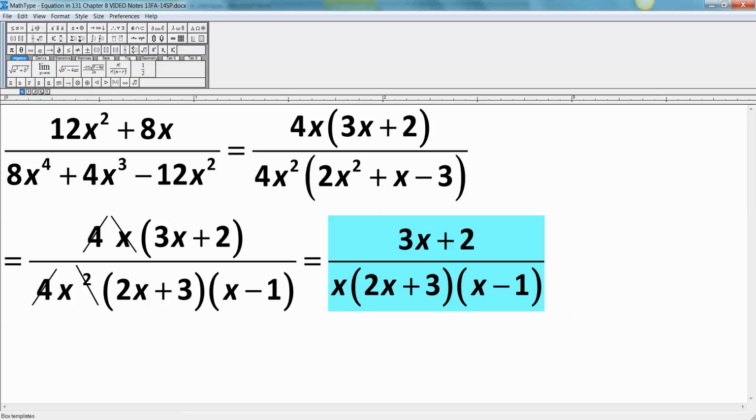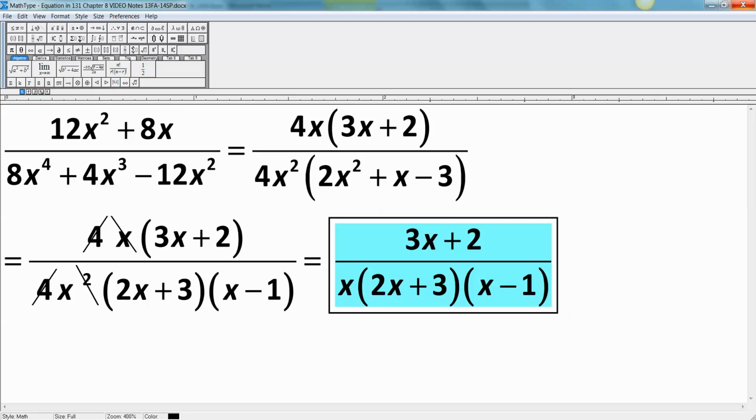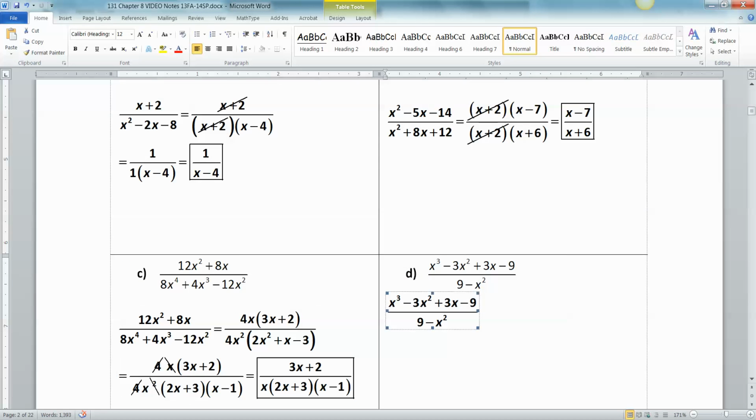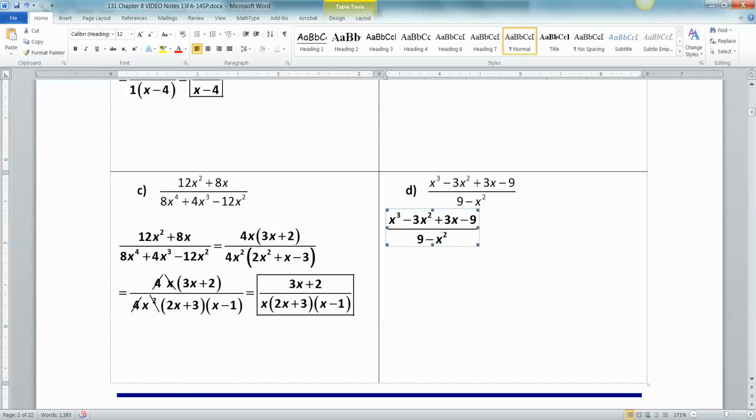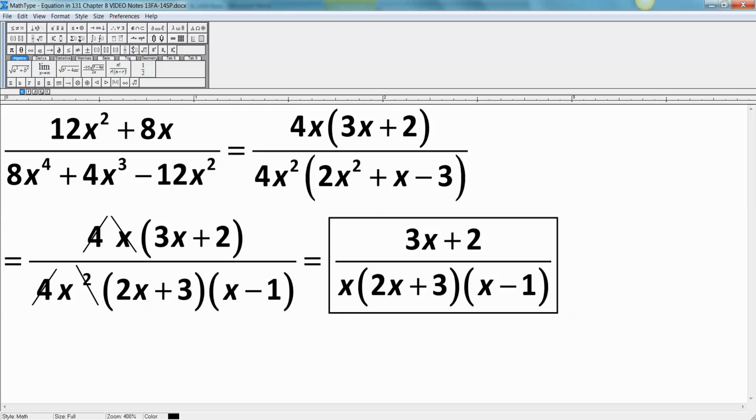And you're done. Don't need to FOIL it out. You don't need to distribute. You don't need to do anything. Just leave it like that. You've reduced everything you could, and you're done. Matter of fact, I'm just going to put it in the bottom just so it can all fit.